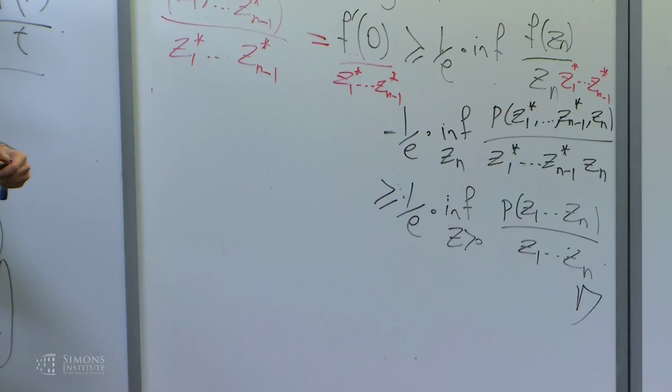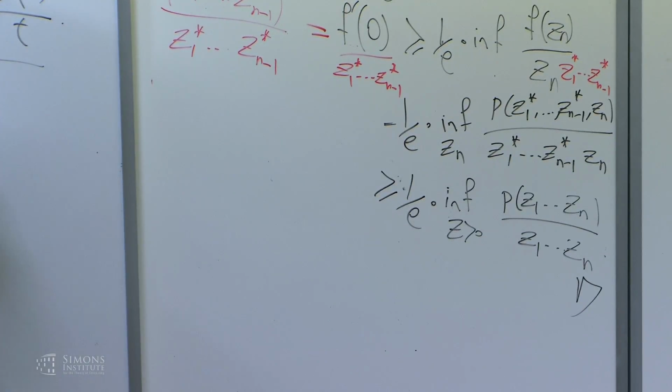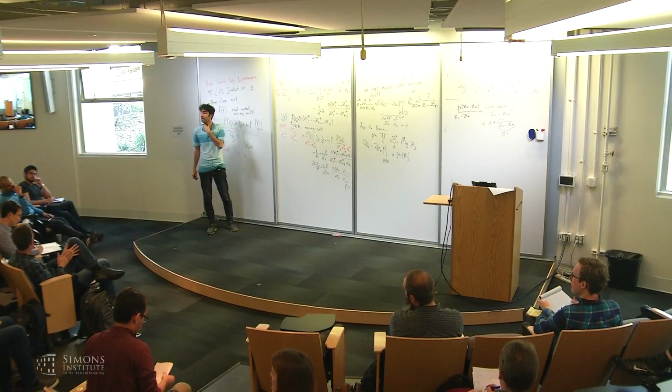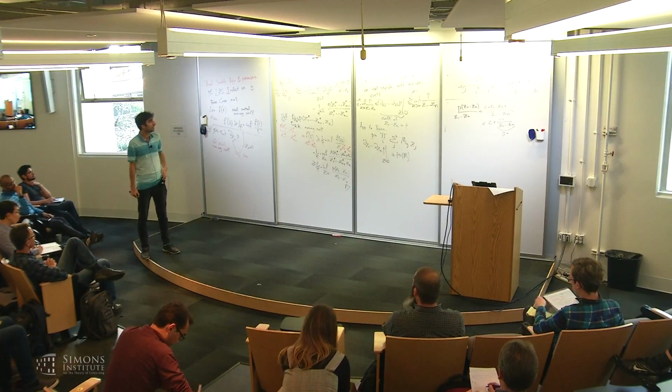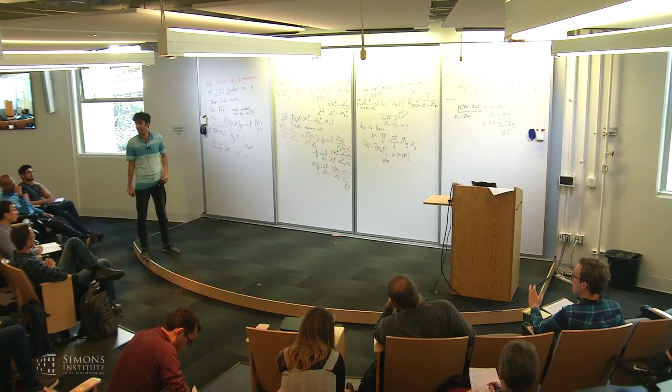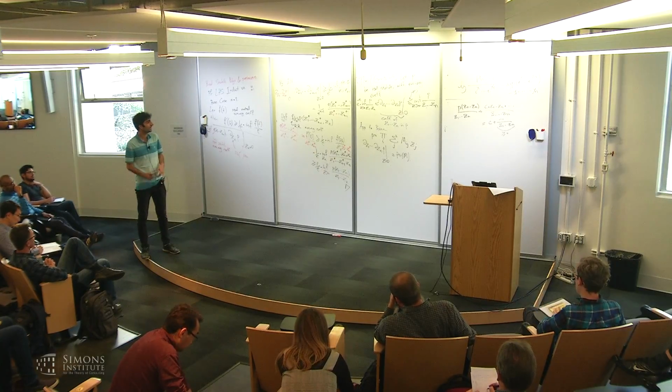We're over time, but let's stop here. If there are no questions, then we can continue with the break. Is this bound of e to the n type at this level of generality? Yes.